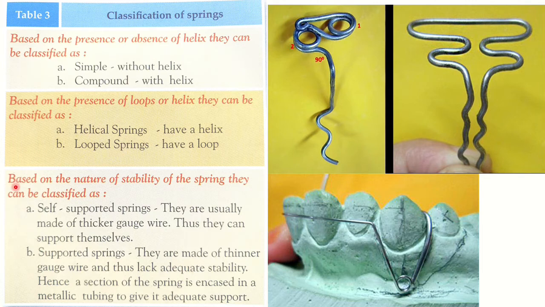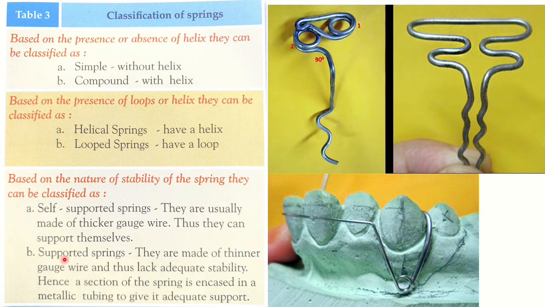The third classification is based on the nature of stability of the spring. They can be classified as self-supported spring or supported spring. For self-supported spring, they are usually made of thicker gauge wire, for example, 0.7 mm stainless steel wire. Thus, they can support themselves.